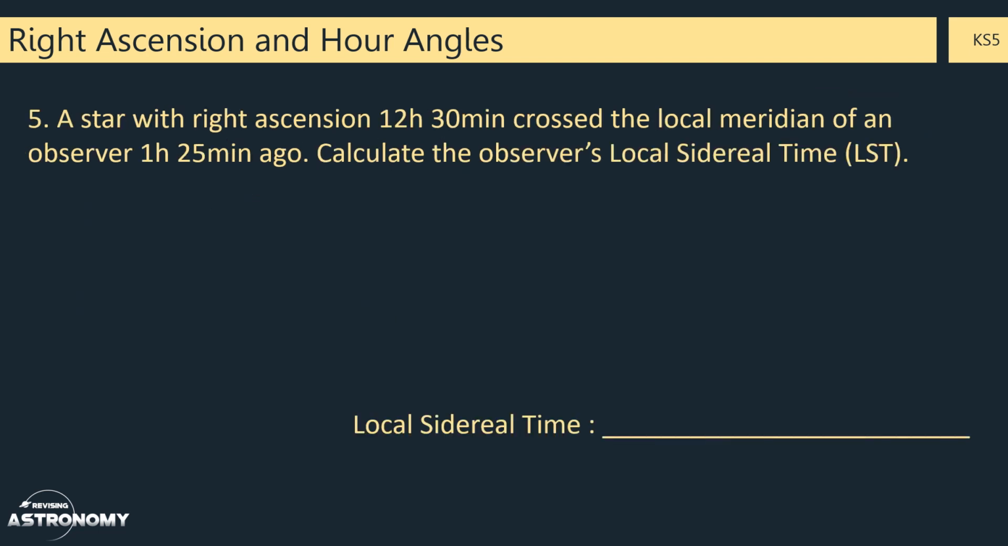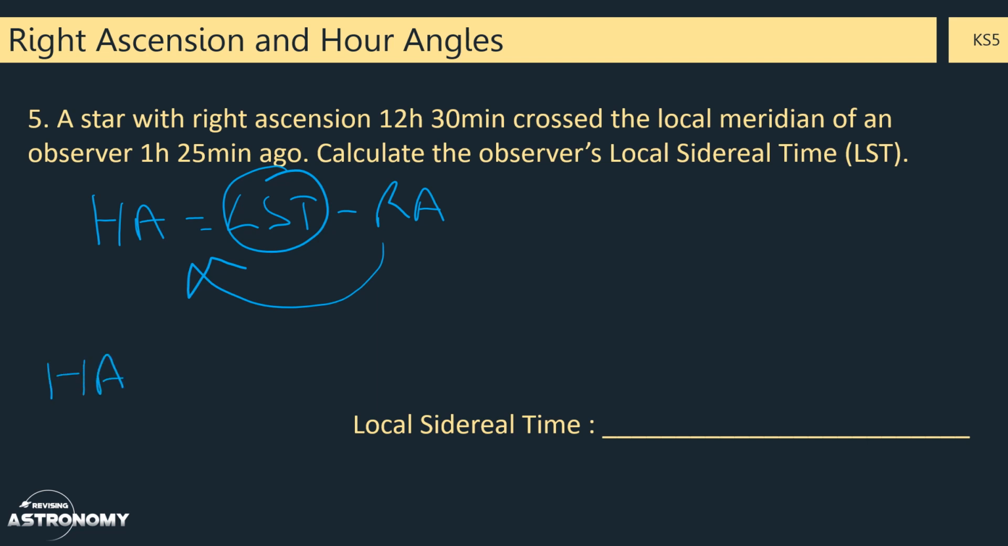A star with a right ascension 12 hours and 30 minutes crosses the local meridian of an observer 1 hour and 25 minutes ago. Calculate the observer's local sidereal time. So again, we're going to use the equation that the hour angle equals local sidereal time minus the right ascension. But this time we want to work out the local sidereal time. So we want to move the right ascension over. So we do the opposite. So instead of subtracting, we will add them.